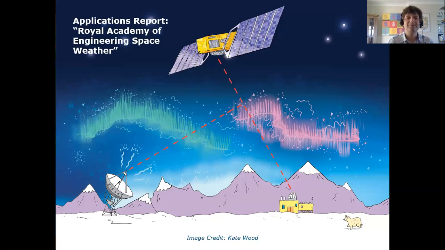If you'd like to read a bit more about this, I would encourage you to do so. There's a wonderful applications report. If you Google Royal Academy of Engineering Space Weather, a very detailed report will come up. What I'd like you to do between now and the next session is read the introduction to that and then choose a particular area you find particularly interesting and read through that to see the applications of this work, to see what the space weather phenomena might do and how we can mitigate against those. Then what we're going to do next time is talk about working in the high Arctic, about what it's like to be up there as a researcher looking at space weather phenomena.